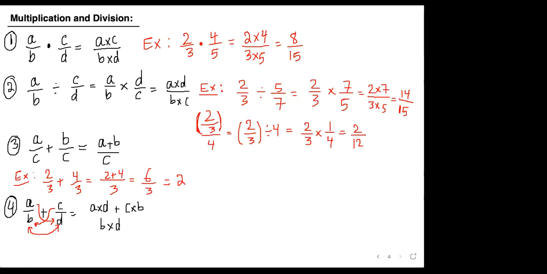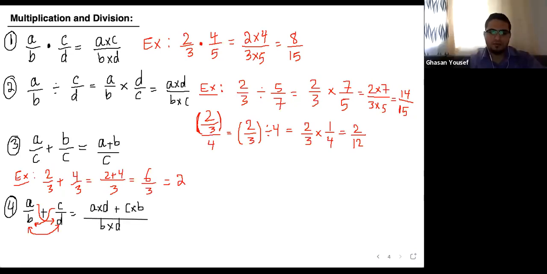You have to have the same denominator. Yes, we have to get the same denominator, or we can do the cross multiplying: A times D plus C times B over B times D. By this, I'm going to get the same denominator.